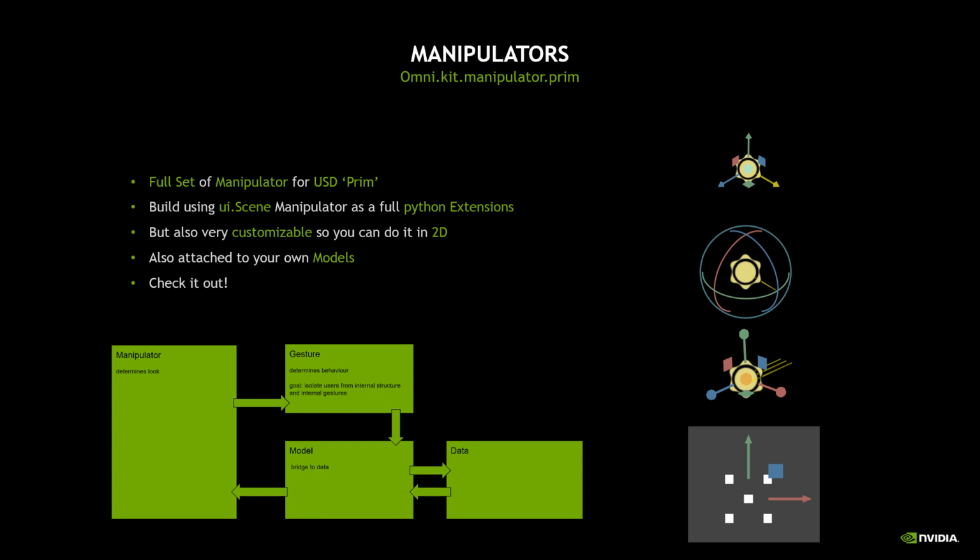A new great extension that leverages all of the functionality that we just discussed is this new primitive manipulator that we have inside Kit, inside omni.kit.manipulator.prim. It is the manipulator that is used by default in the viewport of the modern applications. It is a full set of manipulators for USD prims. So, translate, rotate, scale, different axes, global and local.